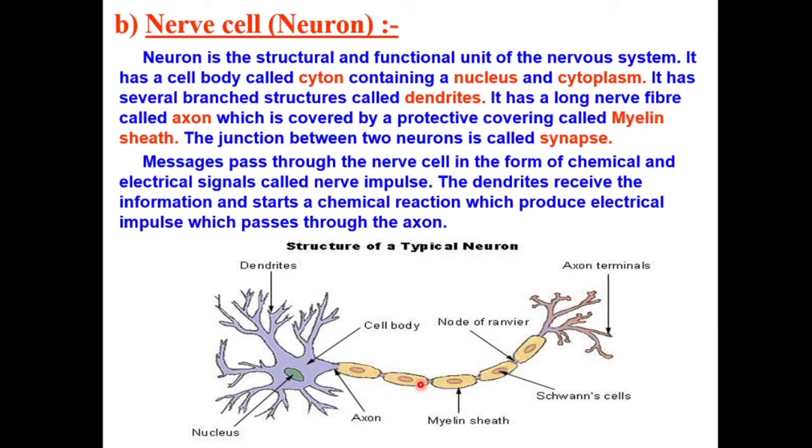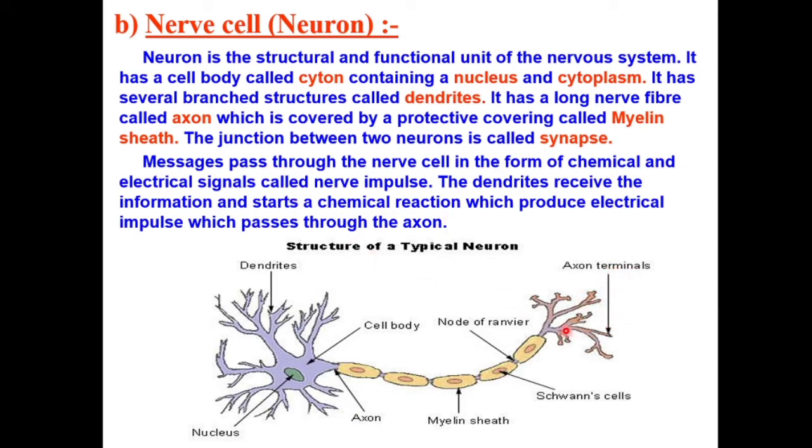This is called axon, which is covered by a protective cover called myelin sheath. Now, this protective cover is made up of cells. The cells which make this protective cover are known as Schwann cells. Between these Schwann cells there is a gap. This gap is known as the node of Ranvier, named after the man who discovered it. And where our axon ends, that is called the axon terminals.